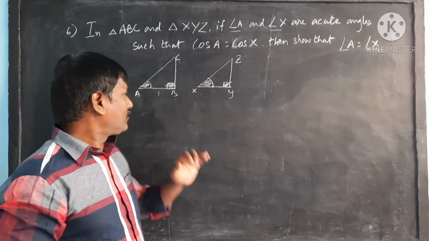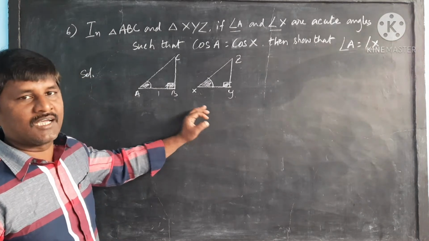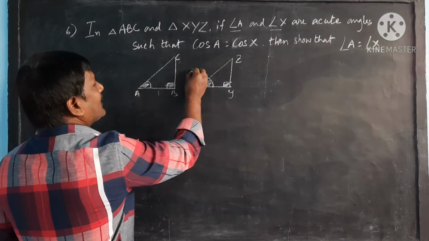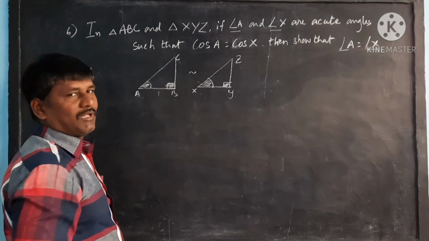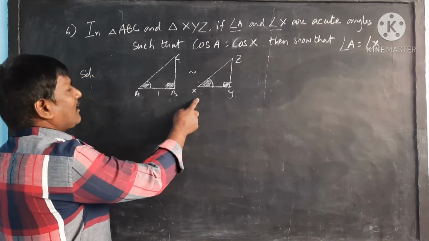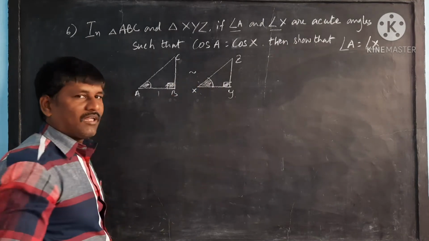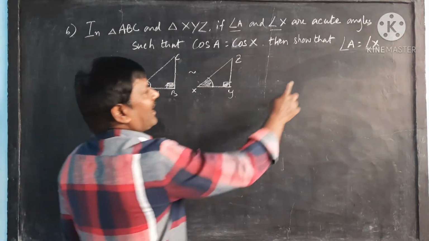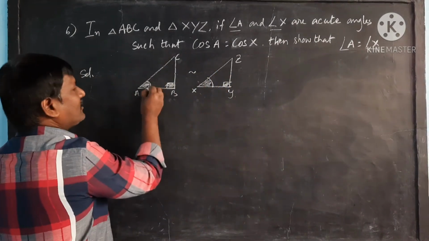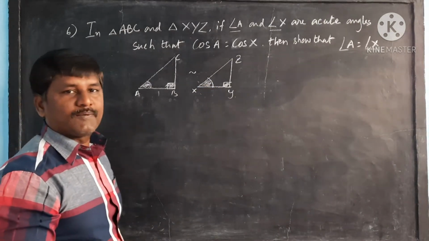So by observing these two figures, we can understand that angle A is the similar and corresponding angle to angle X. So if two angles are corresponding angles, first we need to prove that these two triangles are similar. If these two triangles, triangle ABC and triangle XYZ, are similar, then you can prove that angle A is equal to angle X. This is because of corresponding angles.